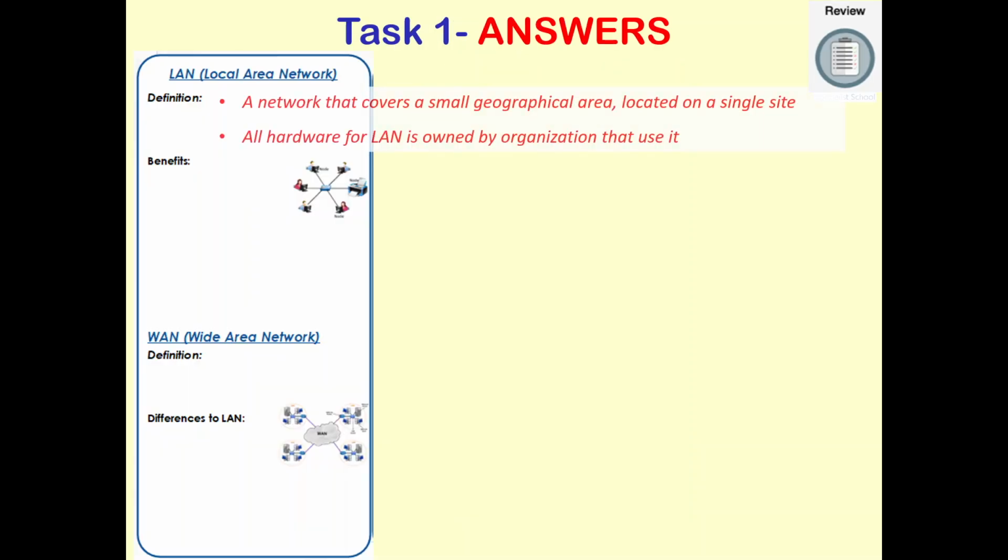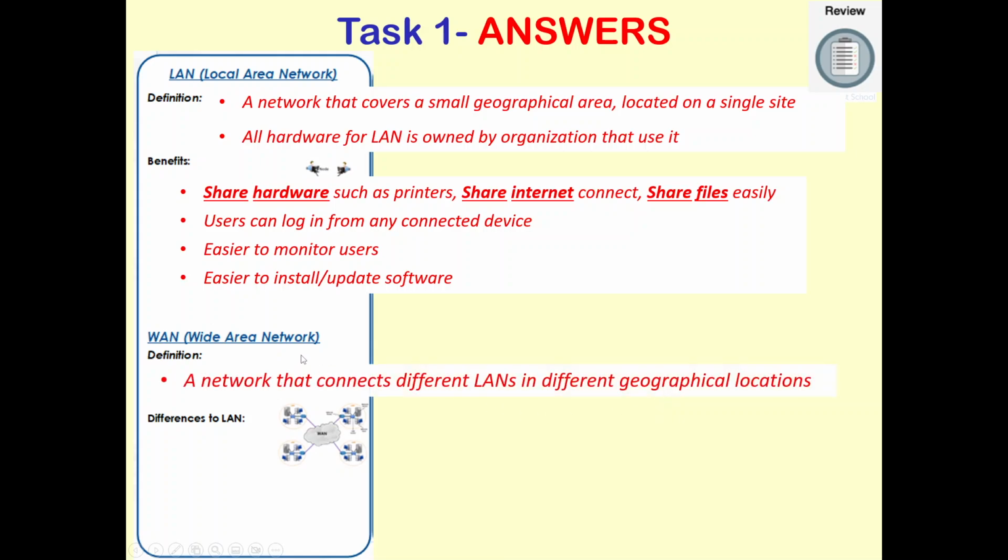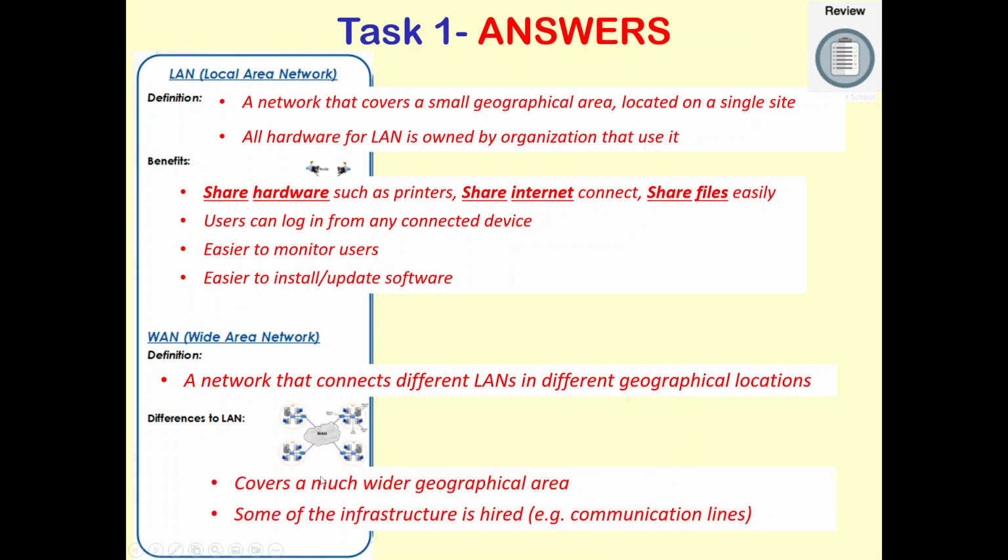So here we go. LAN, a network that covers a small geographical area on a single site and all the hardware is owned by the organization. Share hardware, share internet, share files. They're the easiest ones to remember. Remember, a WAN is a network that connects different LANs in different geographical locations. And it covers a much wider area geographically, and some of the infrastructure is hired, like the communication lines. Checking your answers with Purple Pen Improve.